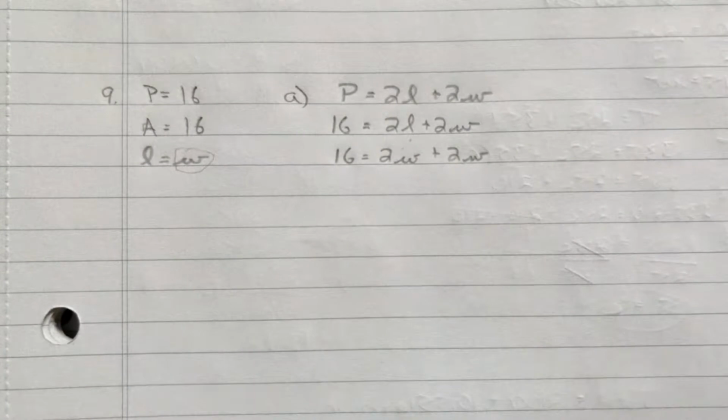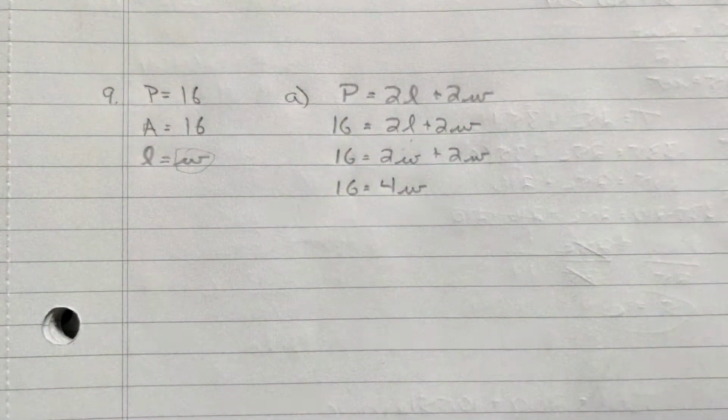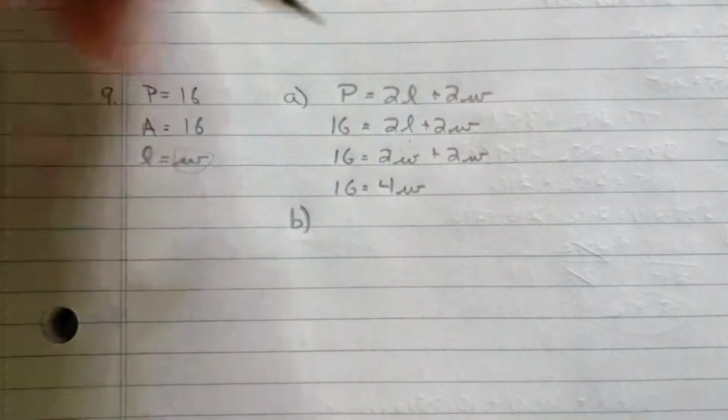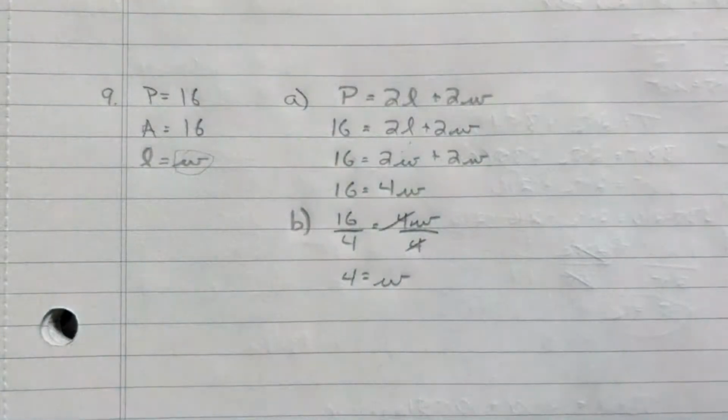So now I have 16 equals 4 W's, because 2W plus 2 W's is a total of 4 W's. 16 equals 4W. Now we can solve this. We can solve this equation for the width, and that's part B. We're just going to divide both sides by 4. Those 4's will cancel. 16 divided by 4 is 4. So our side length on this square is 4.